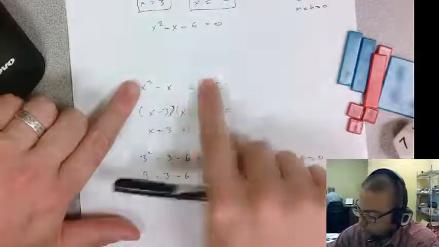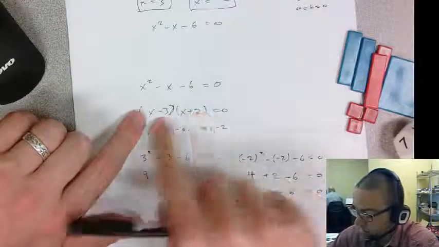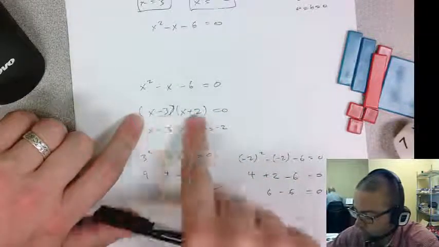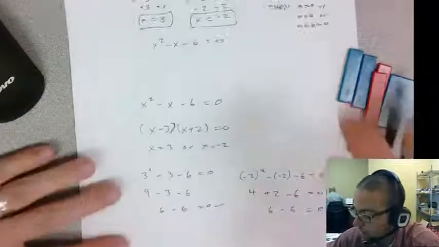If we can factor this part and turn it into an equivalent expression that is a product of two binomials, then we can set each part equal to 0 and solve it that way. So let's go ahead and do a couple more. So is this one factorable?